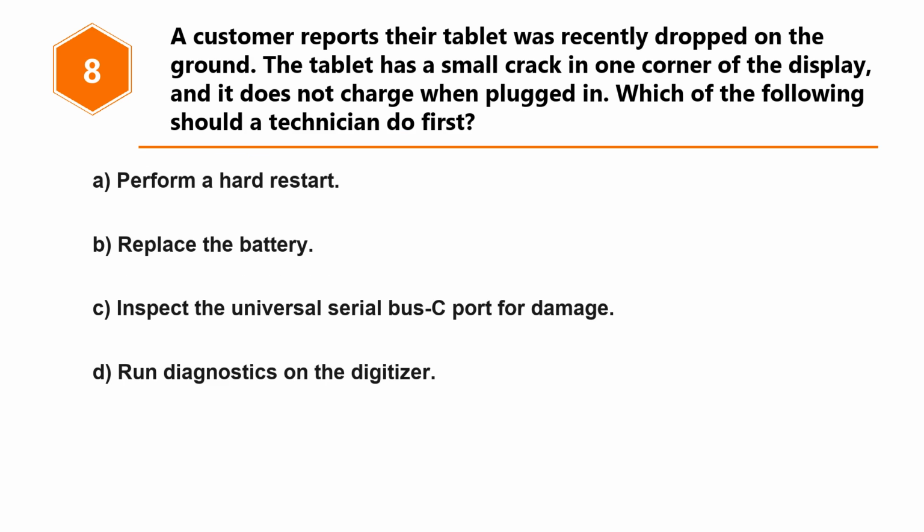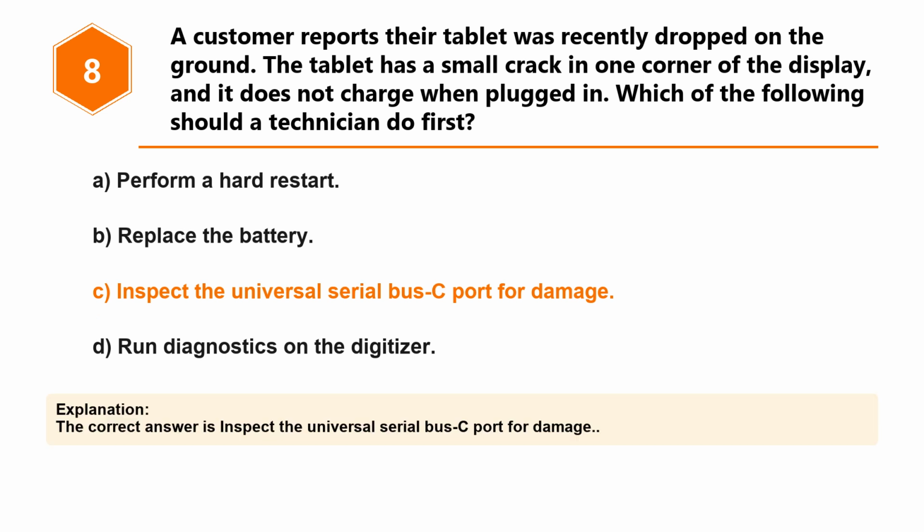Question 8. A customer reports their tablet was recently dropped on the ground. The tablet has a small crack in one corner of the display, and it does not charge when plugged in. Which of the following should a technician do first? Option A, perform a hard restart. Option B, replace the battery. Option C, inspect the universal serial bus C port for damage. Option D, run diagnostics on the digitizer. The correct answer is option C, inspect the universal serial bus C port for damage.